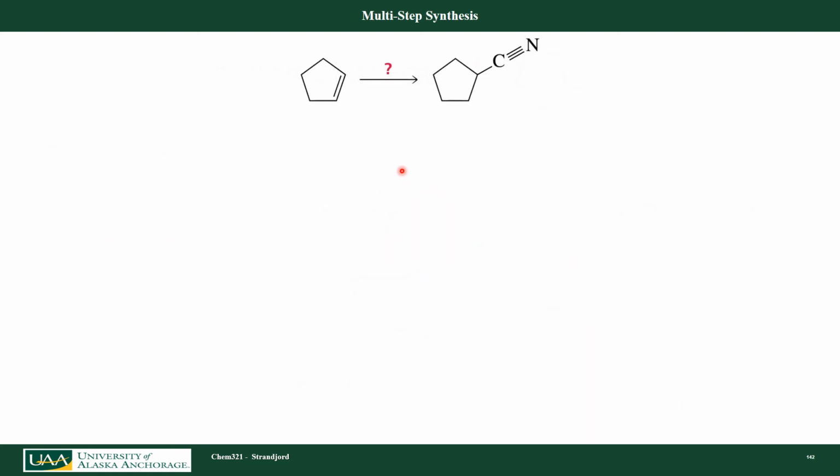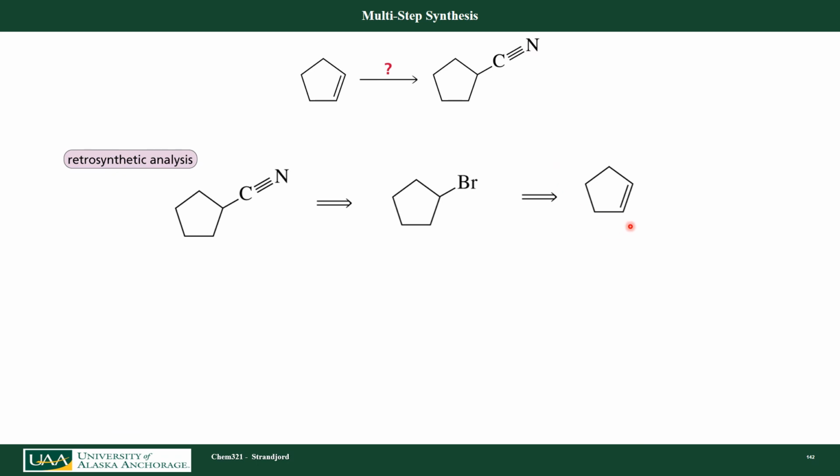Let's do one more. Here I have a cyclic alkene. Here I have a cyano compound. Somehow I had to actually attack that. So let's turn this into an alkyl halide, and then let's do a substitution reaction. So from a retrosynthesis standpoint, I start from an alkene, I make it into alkyl halide, I do an SN2 reaction to form the cyano compound.